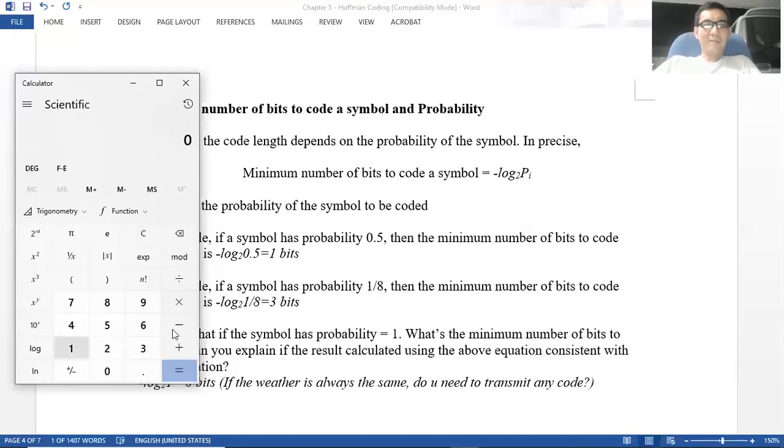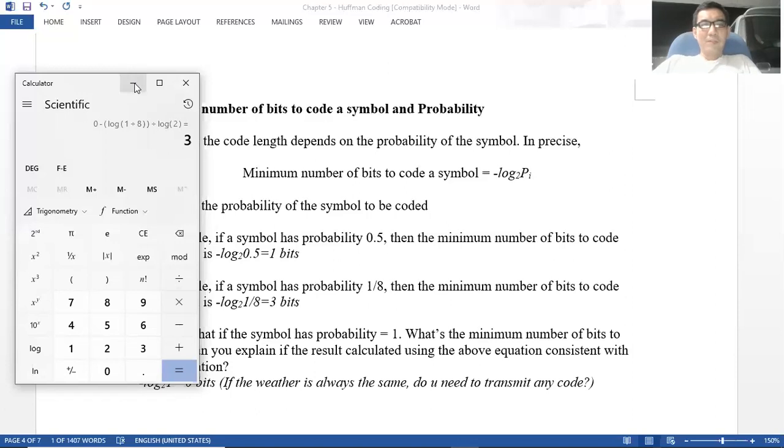Negative in the bracket. I put another bracket because I want 1 divided by 8, and then I close the bracket. And then this whole thing, I want to log it, so close the bracket. Because this is still base 10, to get log base 2, I divide by log 2. So you should be getting 3. This is how you do the calculation using a calculator without log base 2. So you always divide by log 2.